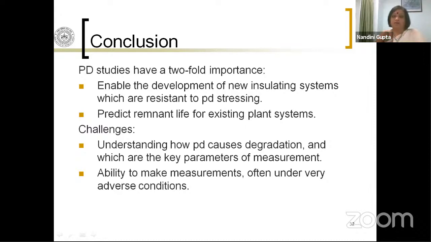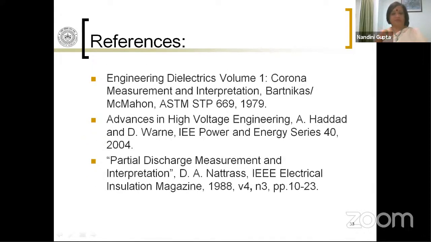And once we do that, we will have done a lot. But even without getting there, PD measurement techniques are very important and crucial to condition monitoring and understanding of how dielectrics behave. Thank you. These are my references.